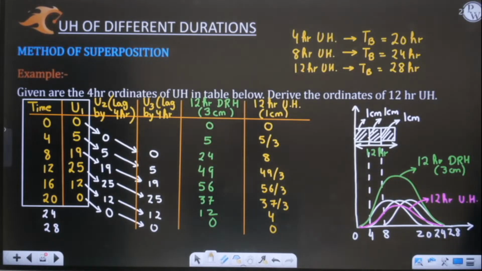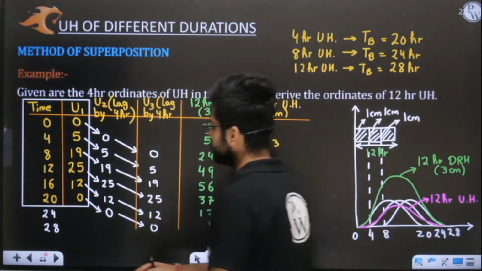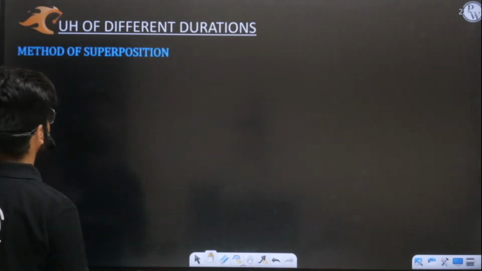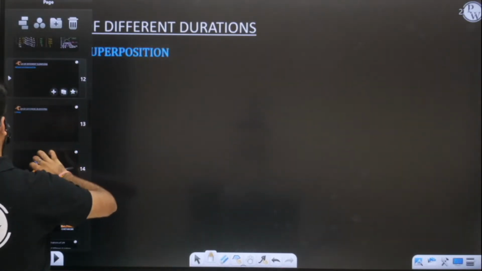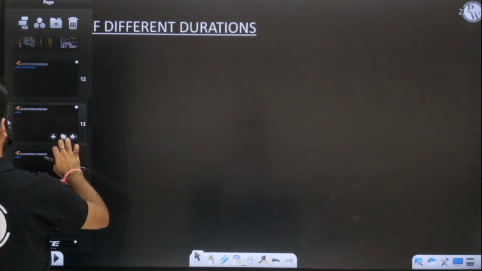Now today we are going to discuss the S curve. We are going to discuss what the S curve is, and how with the help of the S curve we will convert it. So we have to discuss basically the S curve today.